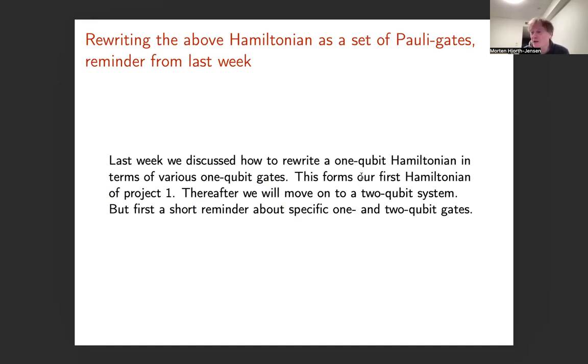And next week and the week thereafter, we will introduce a Hamiltonian which some of you have encountered before if you've taken a course on many-body physics, the so-called Lipkin Hamiltonian. The reason why we focus on that specific Hamiltonian is that it has an easy way to transform a general two-body Hamiltonian in terms of Pauli X, Y, and Z matrices. And this is something which we will discuss during the lectures next week.